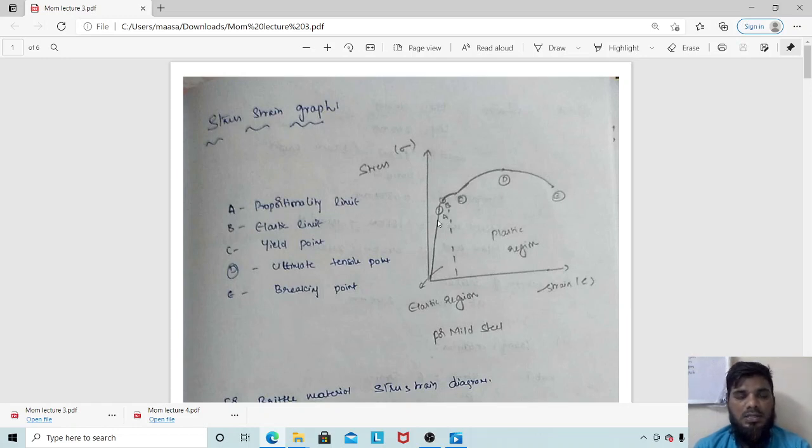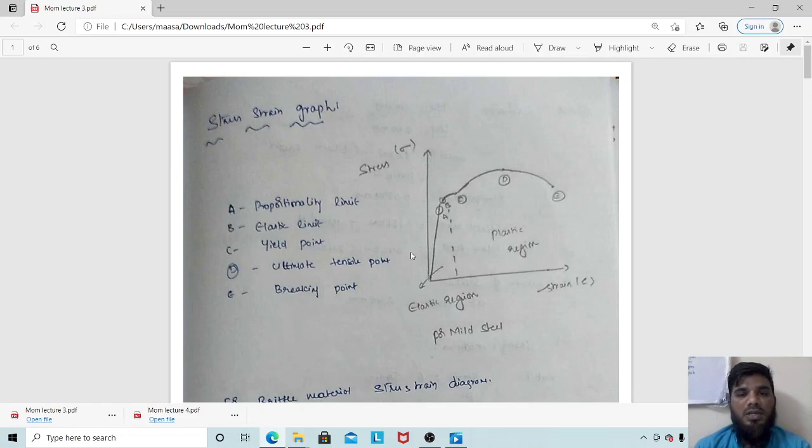That we have already seen in Hooke's law. Hooke's law states that stress is directly proportional to strain. So this point A is called the proportionality limit. Why? Because till here the material will be purely proportional with respect to stress and strain. If stress is 0, there will be 0 strain. If you give 1 unit of stress, a strain of about 0.01 will be generated.